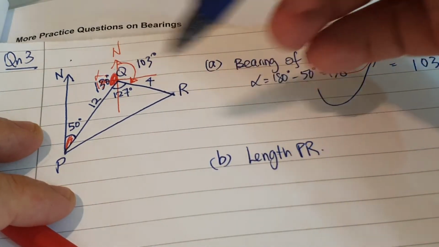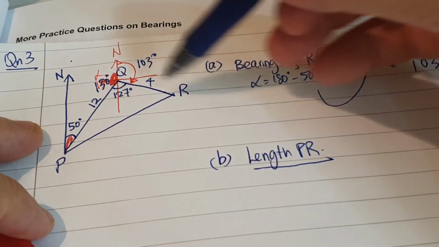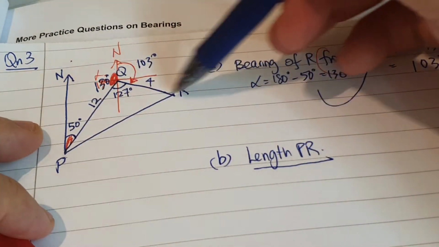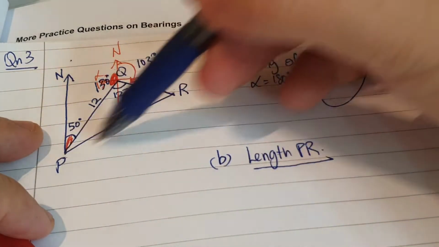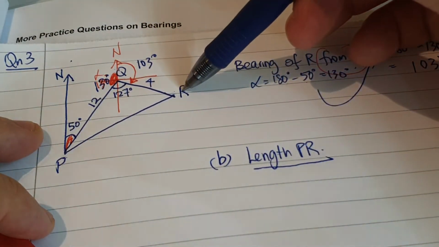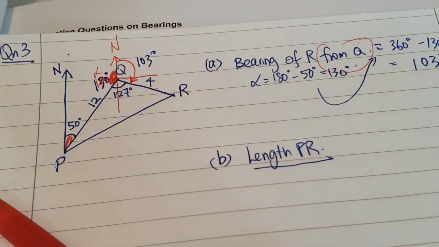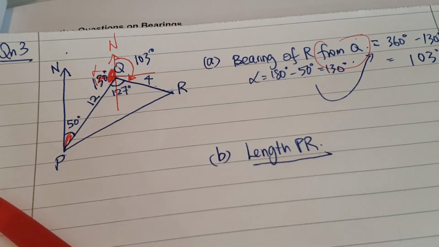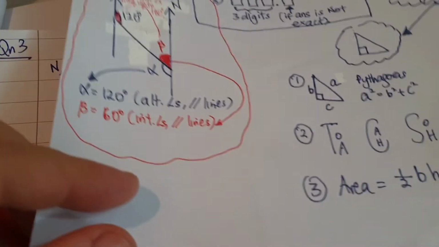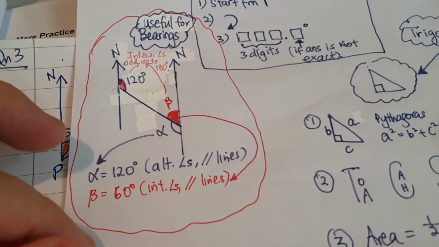Okay, length PR is here. Now to find this length, you look at this triangle here. Okay, so remember we have mentioned this many times. Now maybe this is a good time to do some revision.